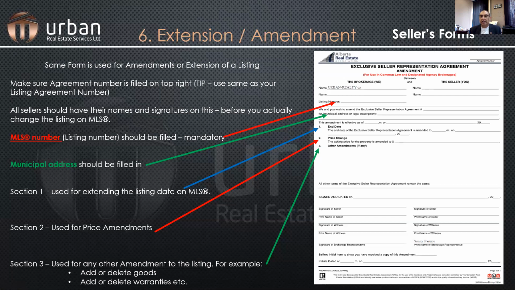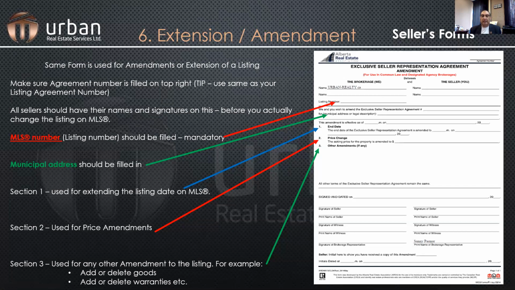The trick here is you cannot get an extension signed after it has expired. So if your listing is expiring on May 30th, you should get an extension signed and change the MLS extension date before May 30th. If you miss that, you will have to relist the property.